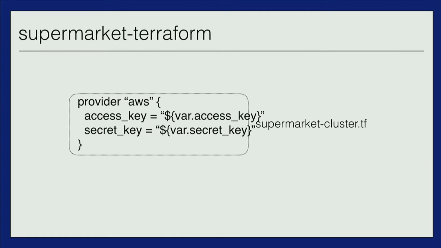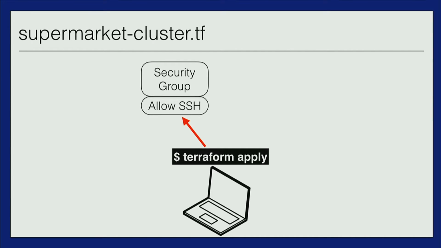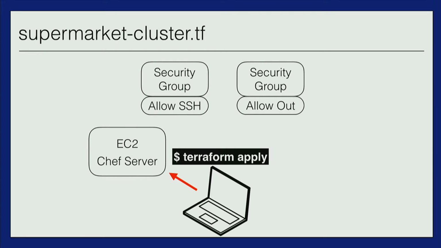Now, this file has way more code than I can show on one slide. It's over 300 lines. So instead of showing that code, let's go through a visual representation of what the code does. So when I run terraform apply from my workstation while using this config, I expect that it's going to spin up an AWS security group, then add a rule to that security group that allows SSH access into my instances, followed by a second security group, which adds a rule to allow traffic to flow from within my instances to the outside internet. Then it creates an EC2 instance and configures that instance to be a Chef server.